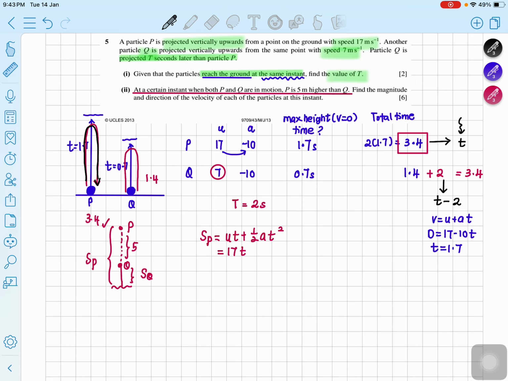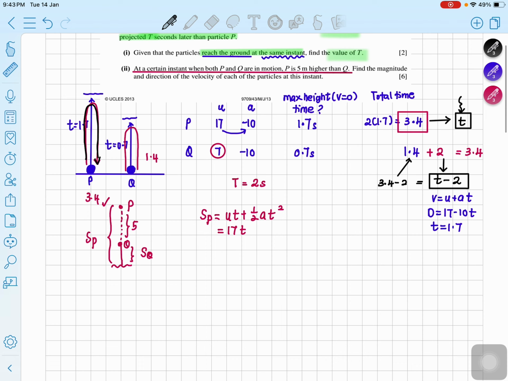Right? So for the Q, you will logically write t minus 2, because my t is 3.4. So 3.4 minus 2, I do get 1.4. Who is longer in the air? Definitely the P. So for the Q, you need to deduct.